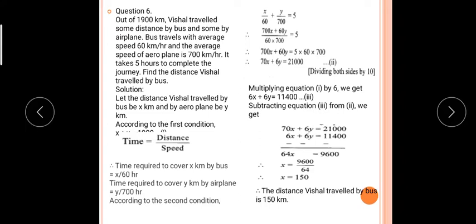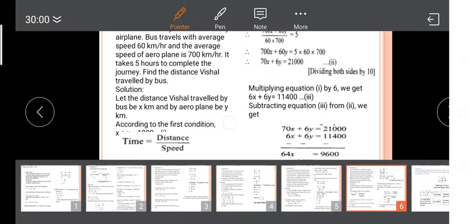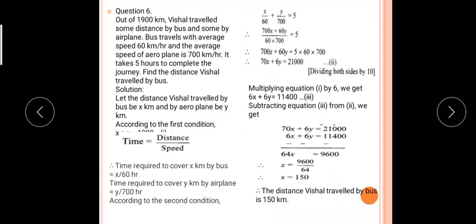But by bus. We have to only find out the distance which is traveled by Vishal by bus. Now let us consider the distance Vishal travels by bus be x kilometer and by aeroplane be y kilometer. Because which two vehicles did he use? He used two vehicles, that is bus and aeroplane.